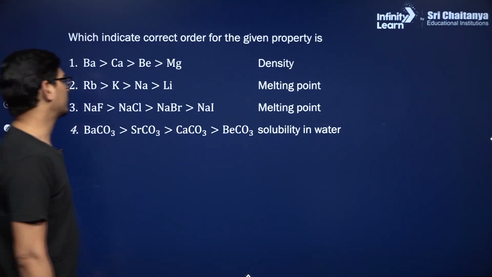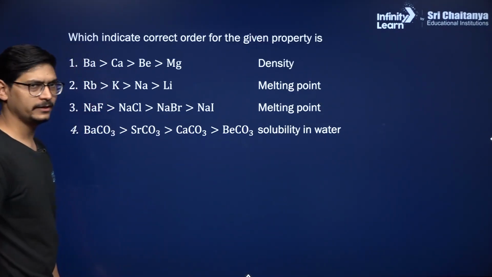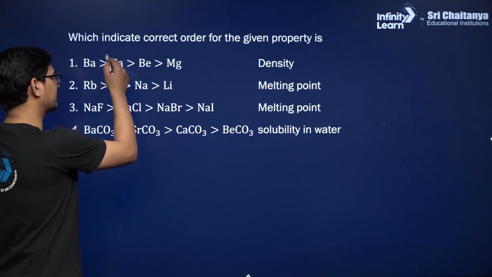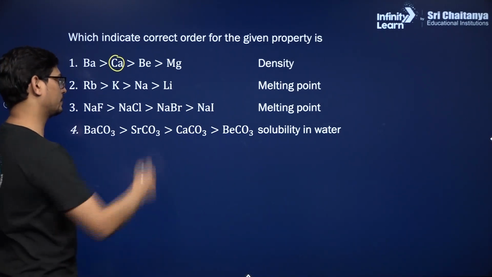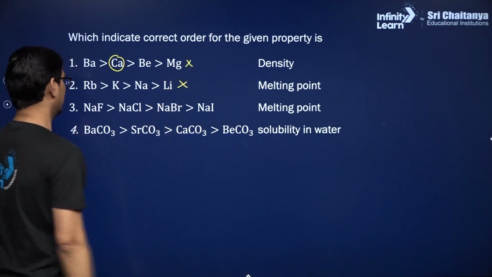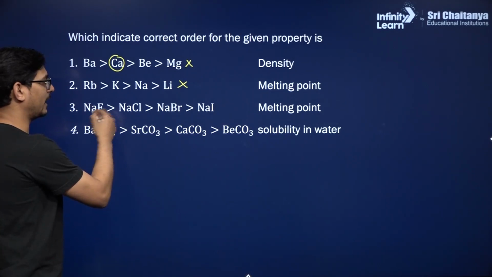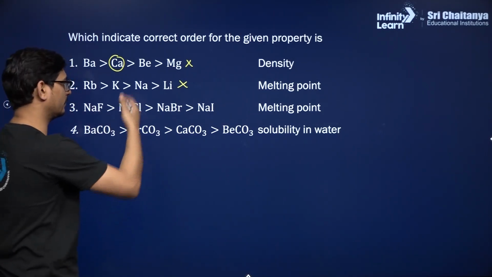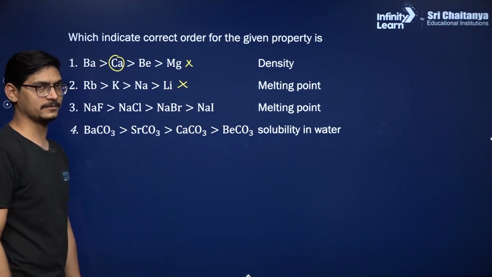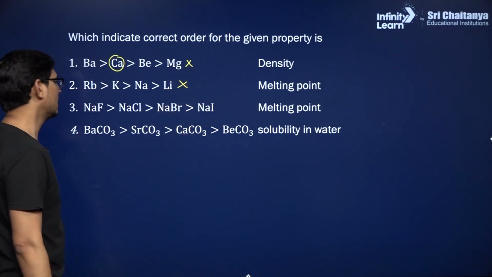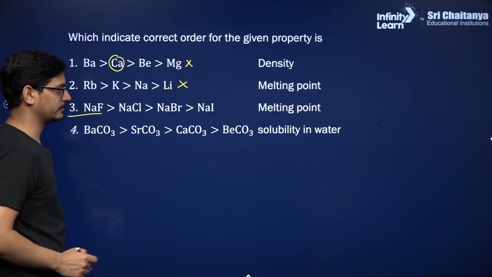Which indicates the correct order for the given property? Density in group 2 elements is least for calcium, so this order is wrong. Melting point decreases down the group, so this order is incorrect, right? Fluorides have higher melting point, yes, because of higher lattice enthalpy than chloride, and bromide and iodide have the least lattice enthalpy, so the least melting point in that case. So this order is correct, this is the correct answer.